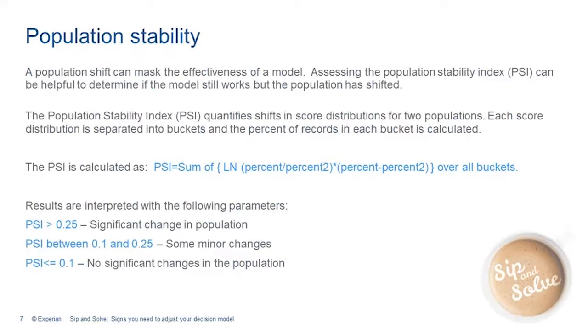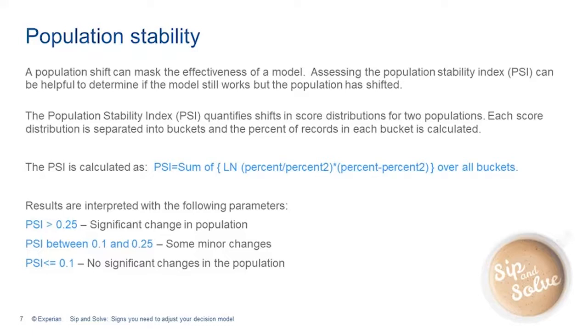another thing that you could say is, well, the model may be working, but I am seeing, say, a lower approval rate. I'm using the same risk score with the same cutoffs, but I'm seeing a lower approval rate. And why aren't we getting as many booked accounts and my volumes are down? So another thing that we look at here is a population stability index. So a population shift can mask the effectiveness of a model.